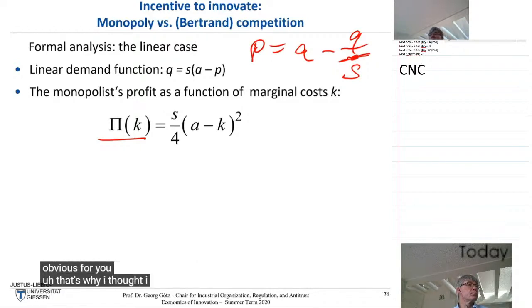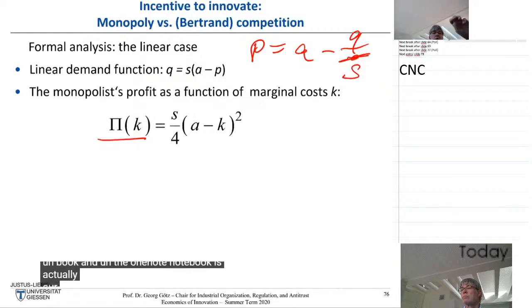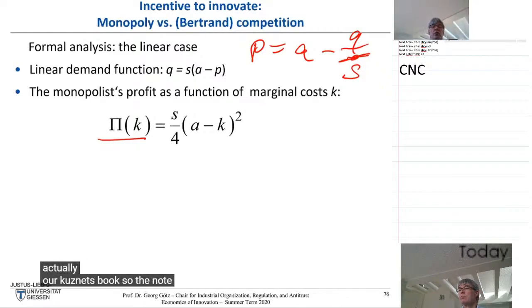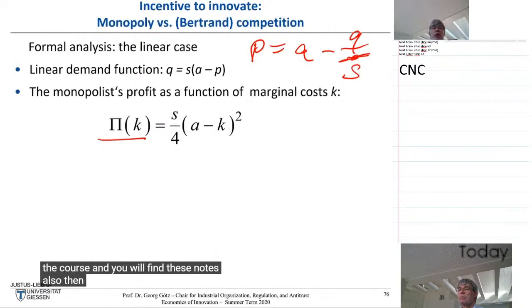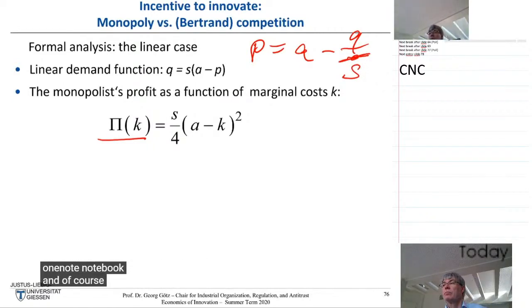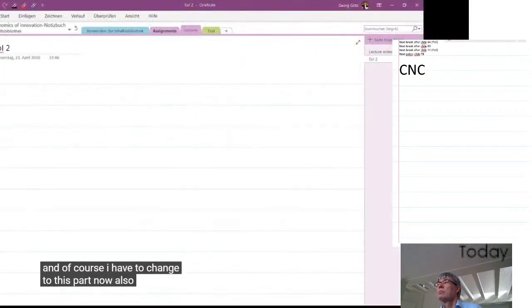I don't know whether it's obvious for you, so I thought I would just calculate it, and therefore I use the notebook. The OneNote notebook is actually our course notebook, and you will find these notes there and can look them up in your OneNote notebook. And of course, I have to change to this part now also in OBS.